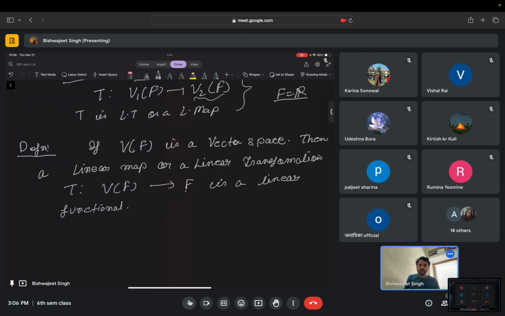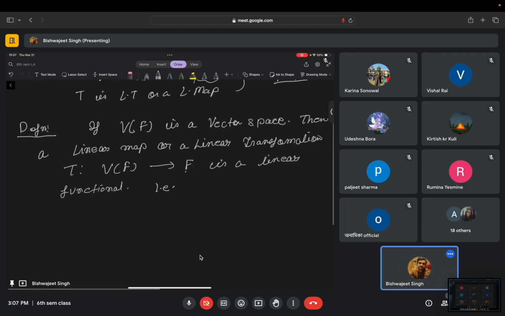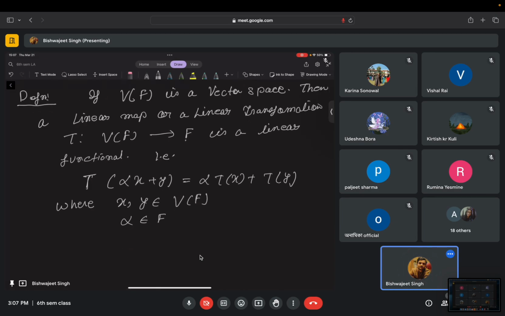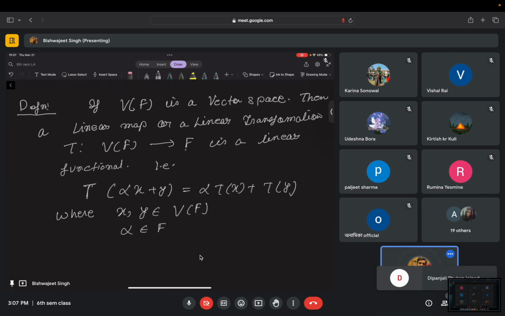Okay, I think I am having some trouble with this. Yeah, so that is to say, if T is my transformation, then T of alpha x plus y should be equal to alpha times T of x plus T of y, where x and y belong to the vector space V, and alpha belongs to the field F. So this is the definition of a linear functional.